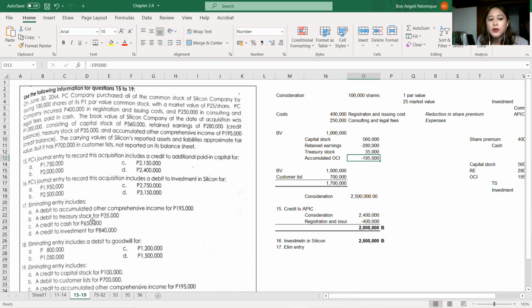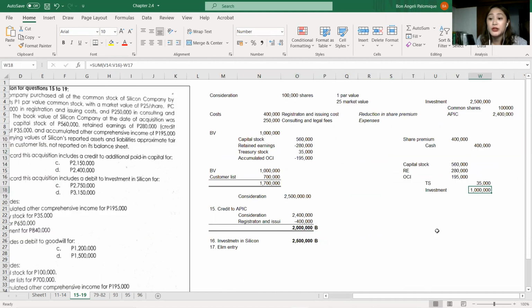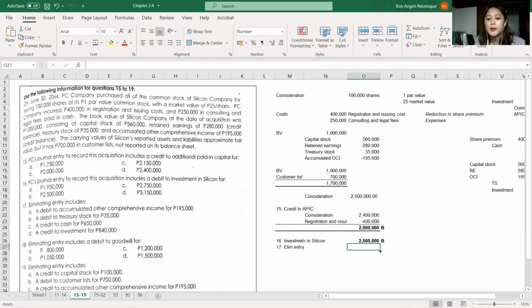B, a debit to treasury stock for 35,000. So, dito, naka-debit account na yung treasury stock. So, to reverse it during the elim entry, credit yung magiging entry natin. So, mali yung letter B. Letter C, a credit to cash for 650,000. So, hindi naman tayo nag-eliminate ng cash. So, wala na agad yung letter C. Letter D, a credit to investment for 840,000. So, dito, 1 million yung na-complete natin. So, elim entry natin is yung letter A.